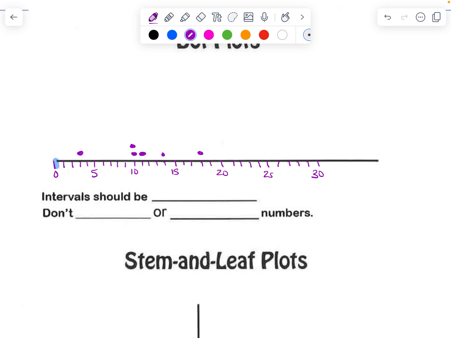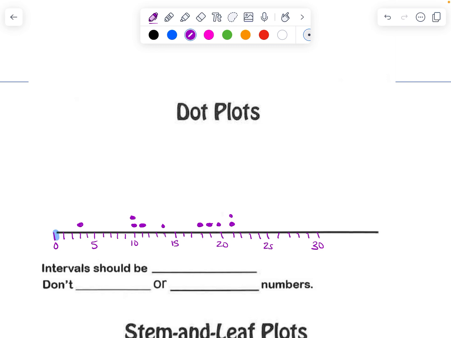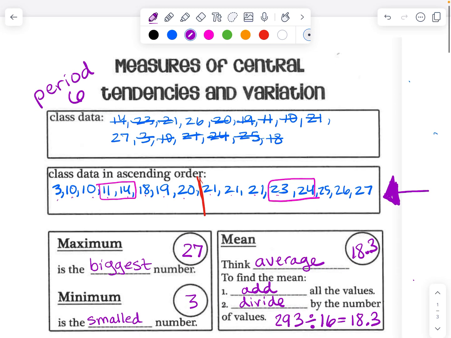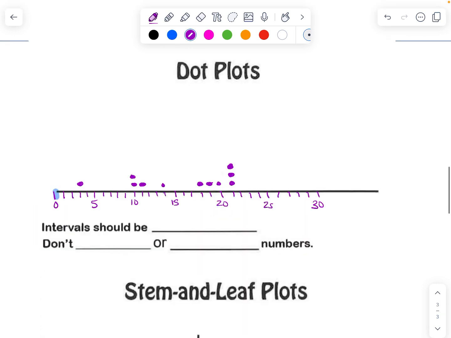And this is my dot plot. And the intervals should be consistent, which we've already talked about. And we're not going to skip or repeat numbers. It's hard to talk and write at the same time. So this is different than a box plot because we can see every single piece of data.